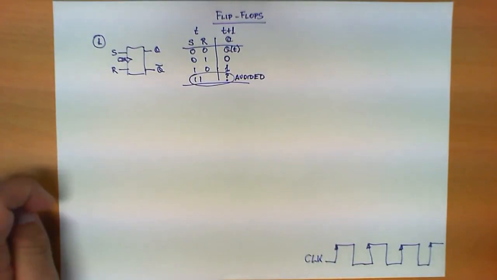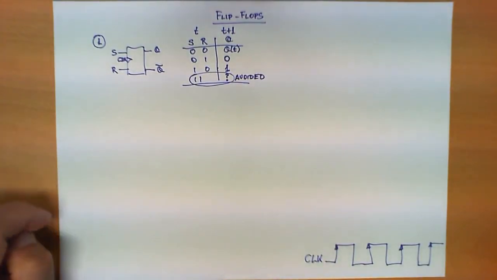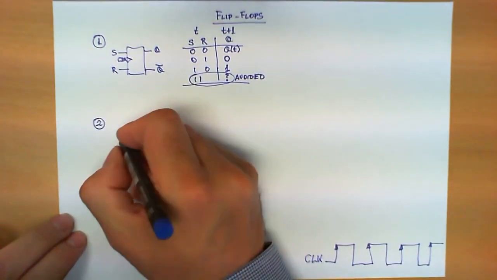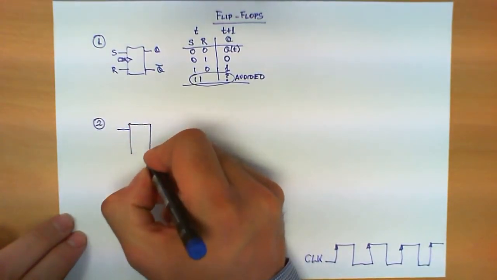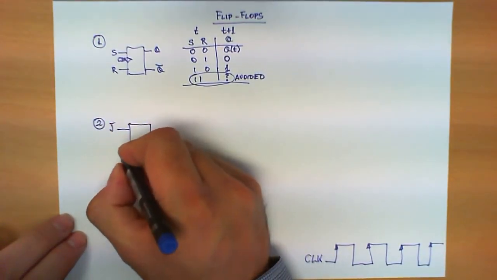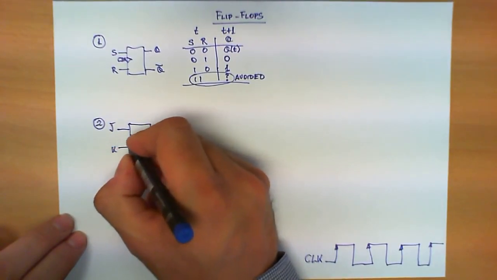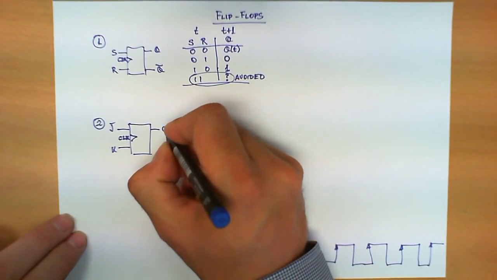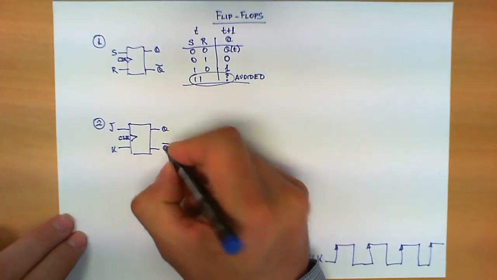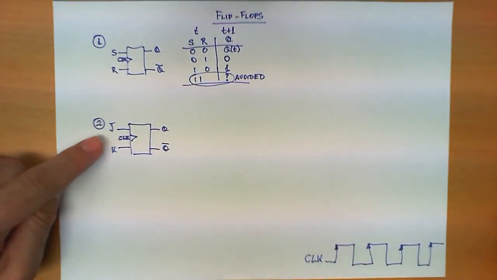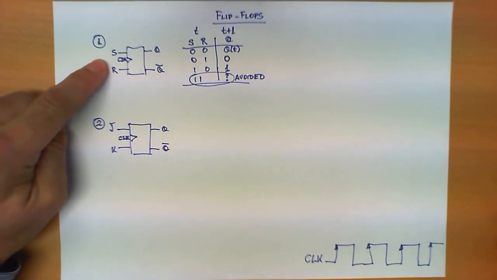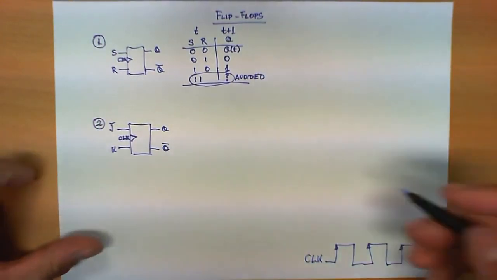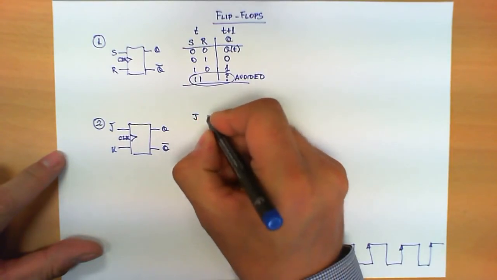Okay, so after looking at this, we're going to see two more types of flip-flops which are similar. The first one is the JK flip-flop, which has again three inputs, J, K, and clock, and the same two outputs as before, Q and Q bar. So this flip-flop behaves very similar to the SR one with a slight difference. And this is represented by the transition table.